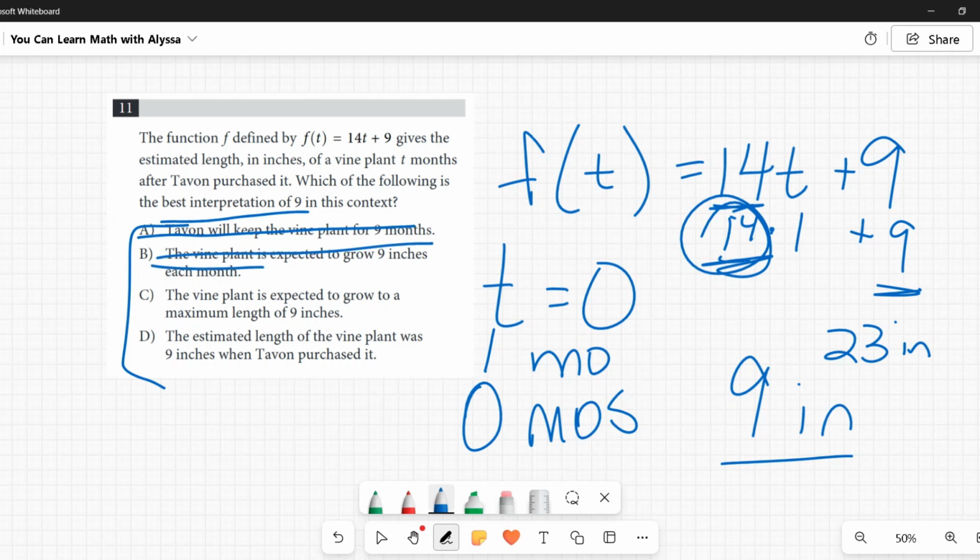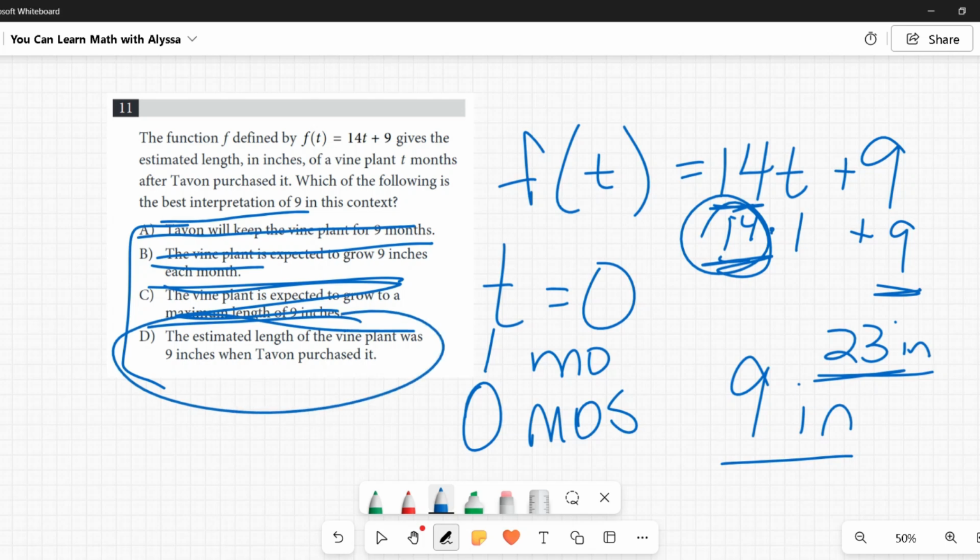C, the vine plant is expected to grow to a maximum length of 9 inches. Nope, we saw that in the very first month it grew to 23 inches. D better be right. D, the estimated length of the vine plant was 9 inches when Tavin purchased it. Yes, that is exactly what we said it meant, so we've got our answer, D.